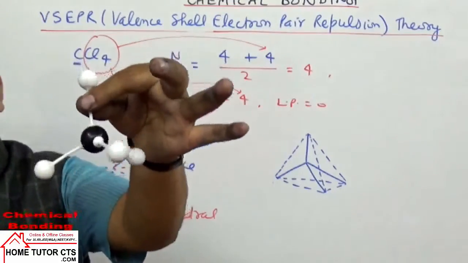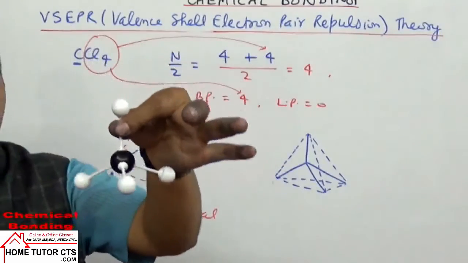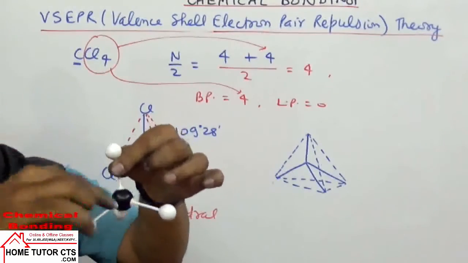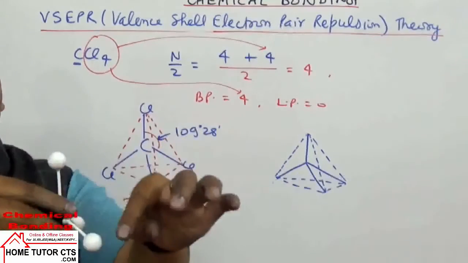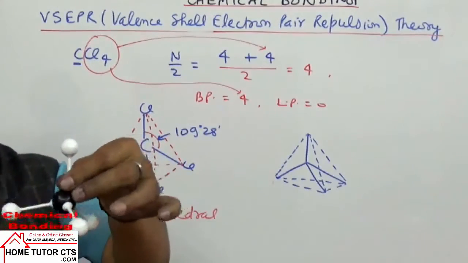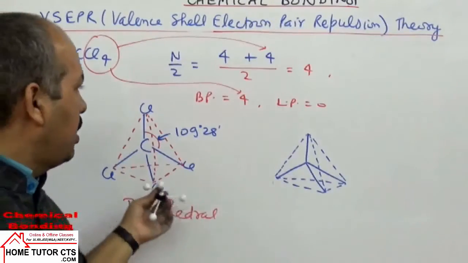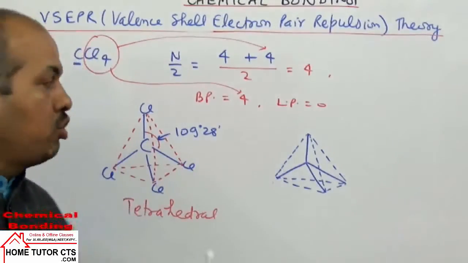In all the cases, it is indistinguishable. Now when we join all the corners, we get one face, second face, third face, and one bottom face. So we have got four faces. So the shape is called tetrahedral arrangement or geometry.